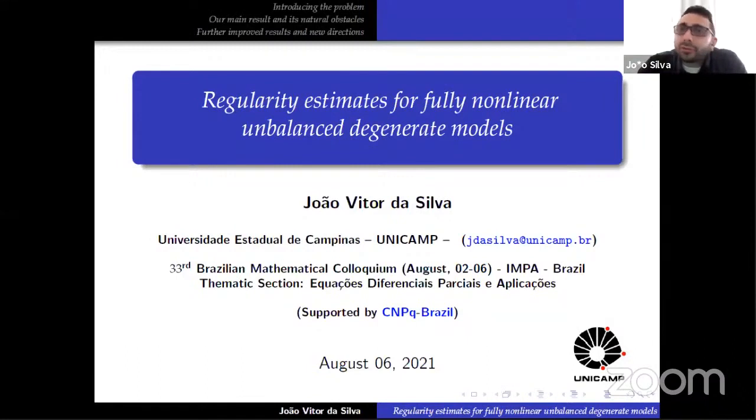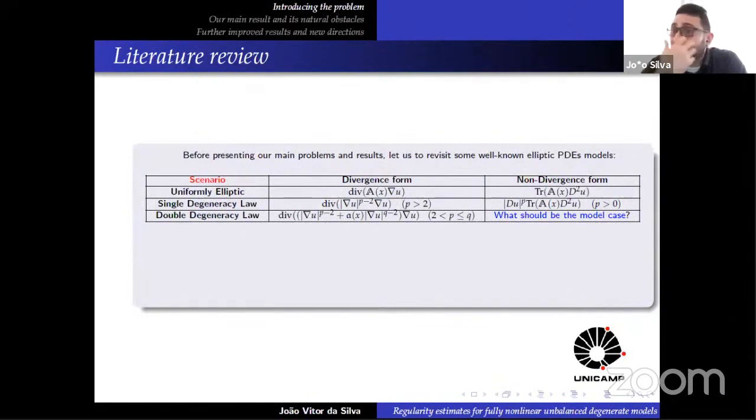Well, I will talk about some recent results regarding regularity estimates for a specific class of degenerate elliptic models. Before presenting our results, let me motivate some elliptic models.